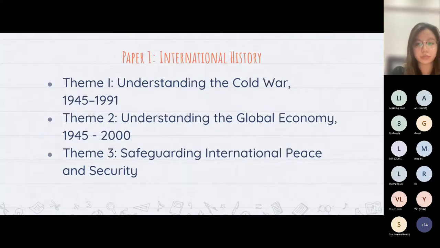So moving on to paper one, international history. There are three themes for paper one. The first is the Cold War. The second is understanding the global economy. And the third is safeguarding international peace and security, which is essentially about the United Nations. The Cold War is for the source-based question, while the global economy topic and the one on the UN would be for the essay.